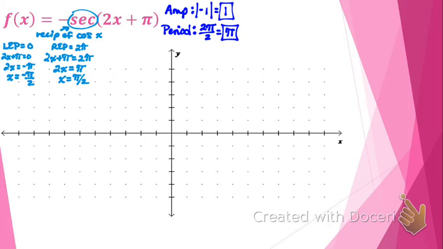If I count by pi over 4s, can I fit 2 periods on here? I should be able to, because my period is just pi, right? So if I count by pi over 4s, I should be able to fit 2 full periods here. So 1 pi over 4, 2 pi over 4, 3 pi over 4, 4 pi over 4, 5 pi over 4, 6 pi over 4, 7 pi over 4, 8 pi over 4. I'm going to go backwards just a little bit since my left endpoint is at negative pi over 2.